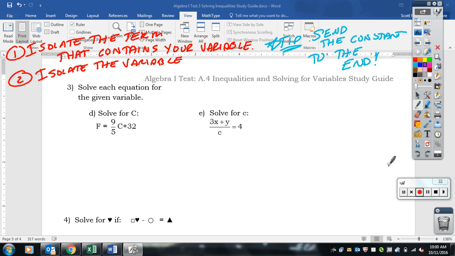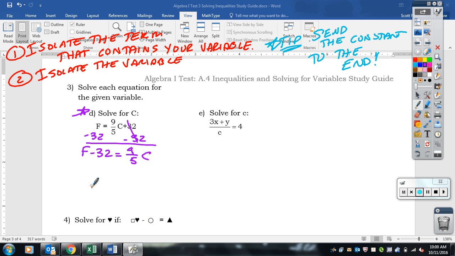3c, it says to solve for c. Again, three terms, f, 5/9 c, and 32. This is one that you certainly should pay attention to. Solving for c, first we isolate this term that contains my variable, subtract 32, subtract 32. F minus 32 equals 9/5 c.